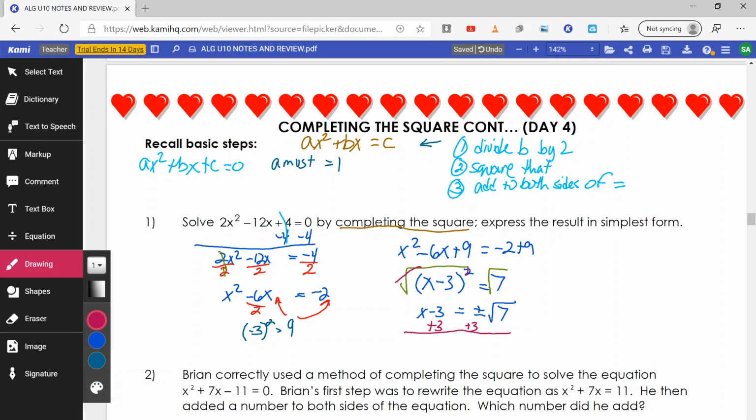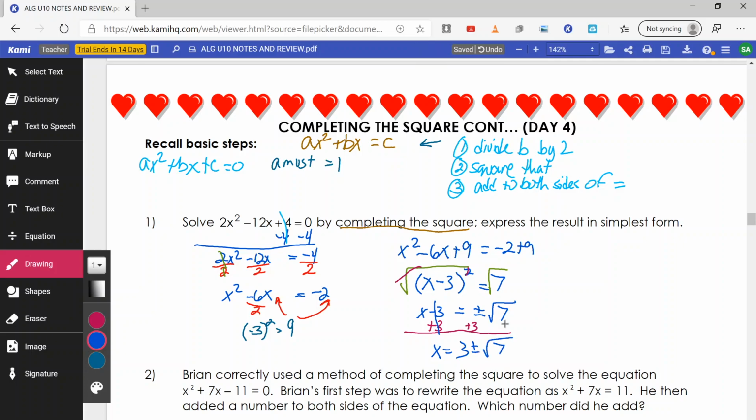Now 3 being a nice solid number and the square root of 7 being kind of an oddball number, I'm not going to combine them. So -3 plus 3 cancel each other out. So we have x equals, and then the solid number will come first. So positive 3 plus or minus the square root of 7. So there's my two answers.